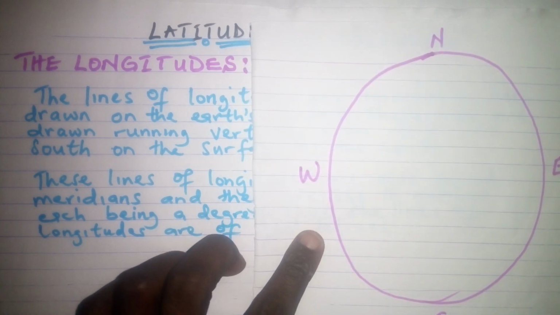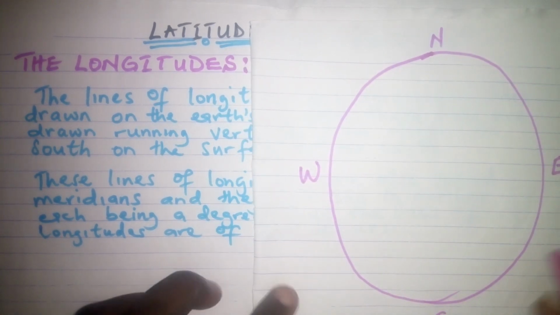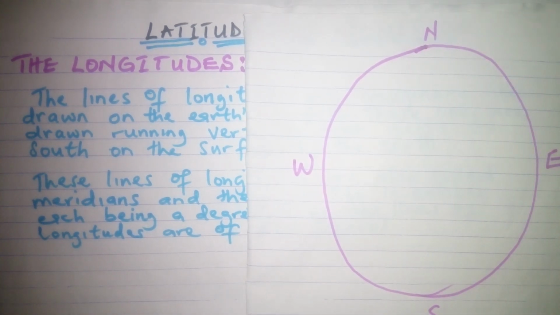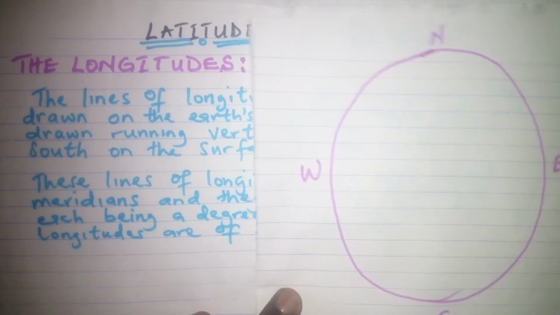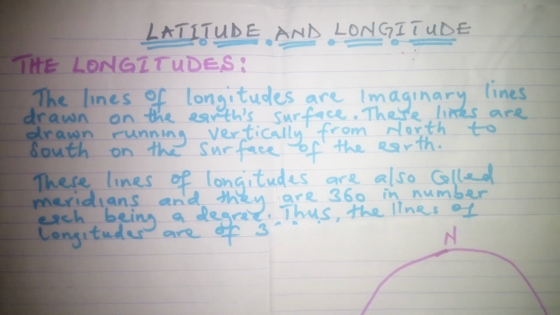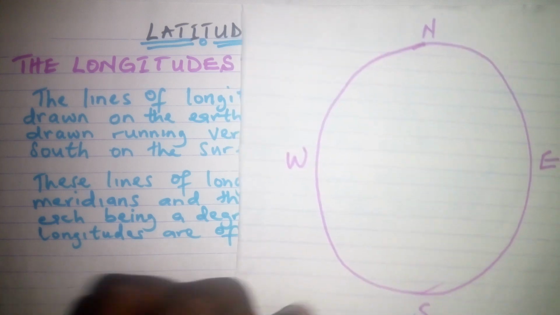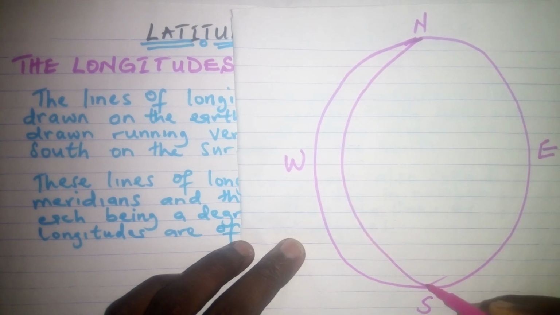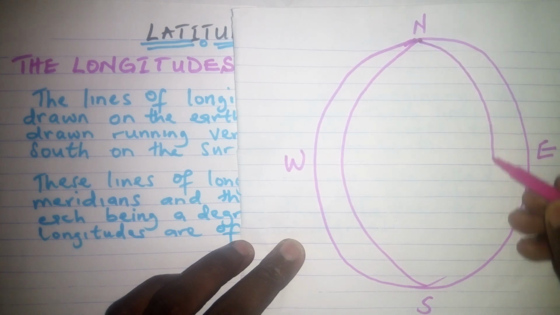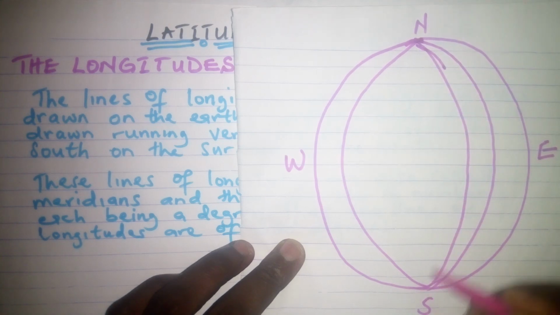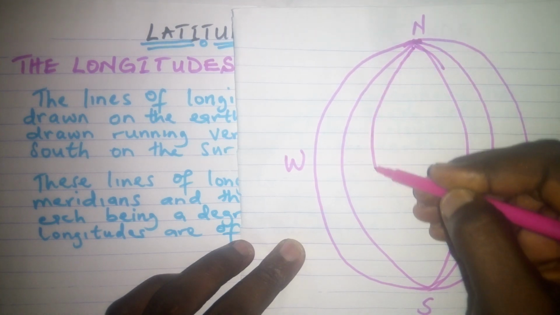So from north to south, and it said the lines are 360 in number, but this is not drawn to scale, so I can't draw 360 lines for you here, but just have it in mind that the number of lines here, like what it said, they are 360 in number, each being a degree. So each of the lines represents a degree, and since they are 360 in number, it means as you are drawing from north to south and you are maintaining that curve-like pattern, I'm drawing them. This is not drawn to scale, so I can't draw 360 lines for you, but I'll just draw a few of them to represent my longitudes.